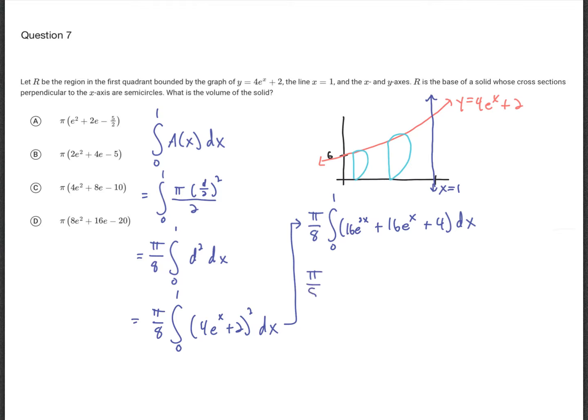This pi over 8, not much room. Okay, so the integral of e to the 2x is 1/2 e to the 2x, and so times 16 is 8 e to the 2x. Integral of 16 e to the x is just 16 e to the x, and integral of 4 is 4x.